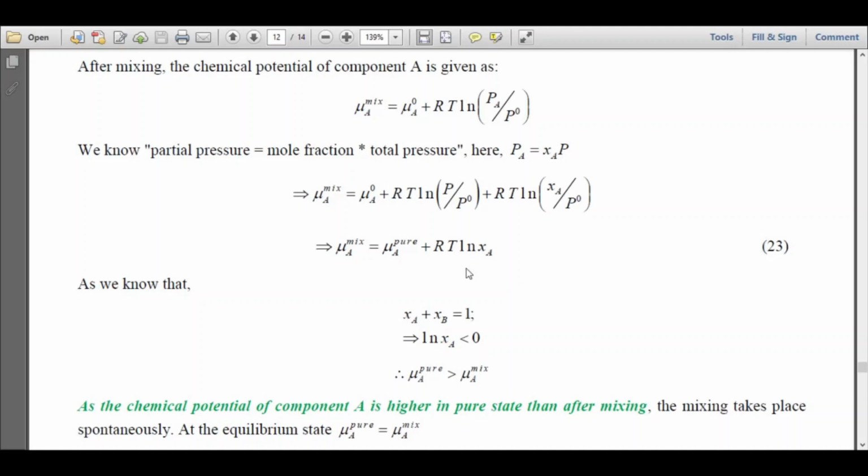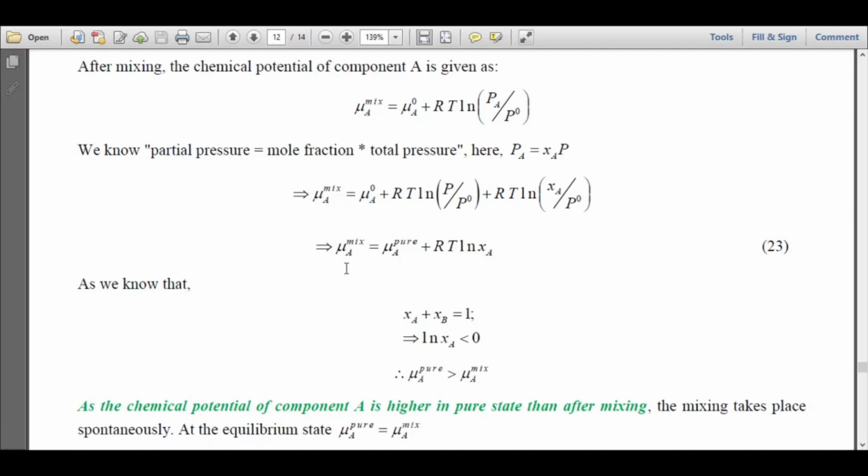Now there is an interesting property here. XA is the mole fraction of gas A. Similarly, there is the mole fraction of gas B. Both the mole fractions sum up to 1. So essentially XA is always less than 1, so ln XA will always be negative. So RT ln XA will be negative.